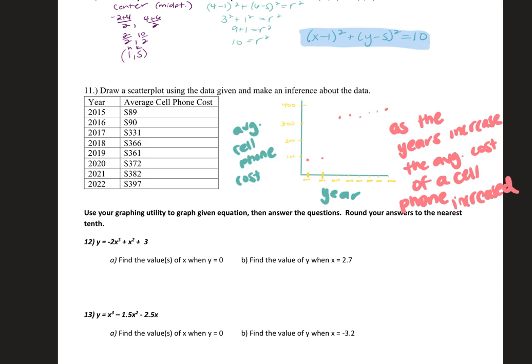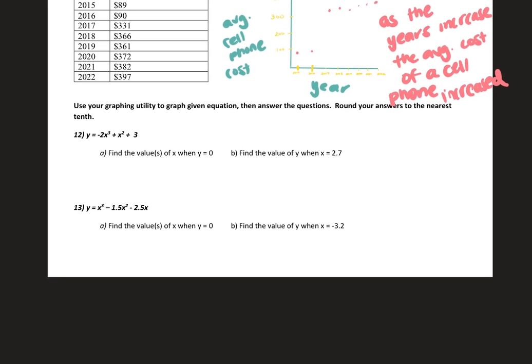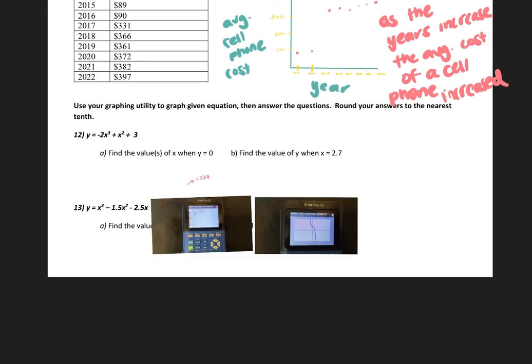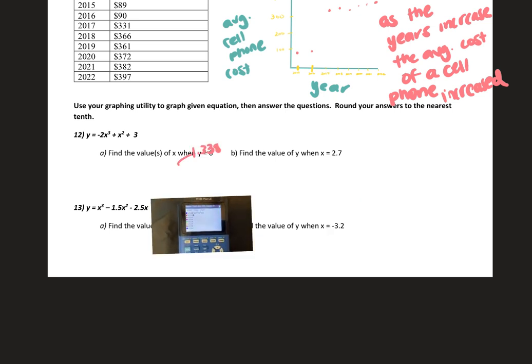All right, the next two questions say use your graphing utility to graph the equation and then answer the questions. Okay, so the first thing I did was type in this equation. It's important to note that this negative, because it's a leading negative, has to be this button. It cannot be that button. So when it's a leading negative, it has to be that. Now I'm going to hit graph.